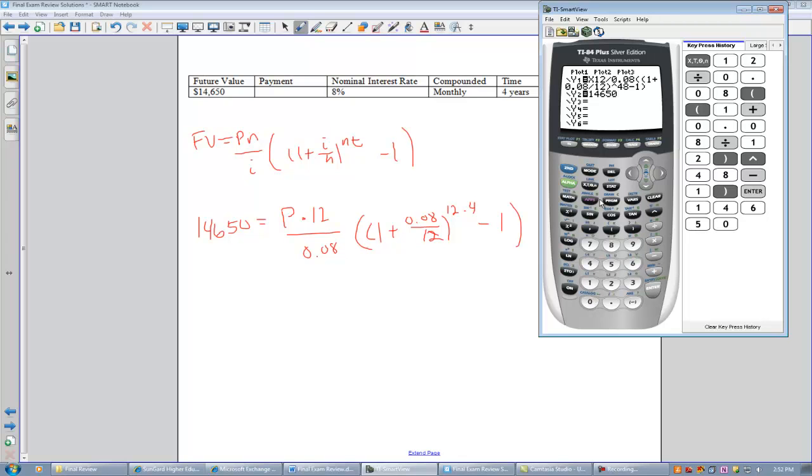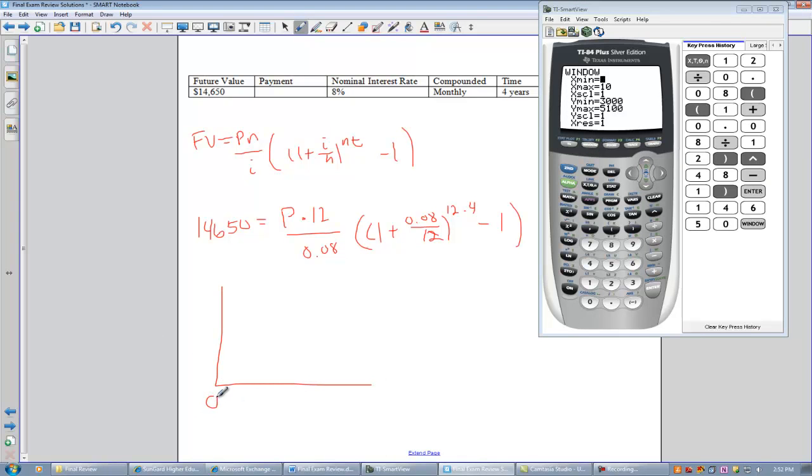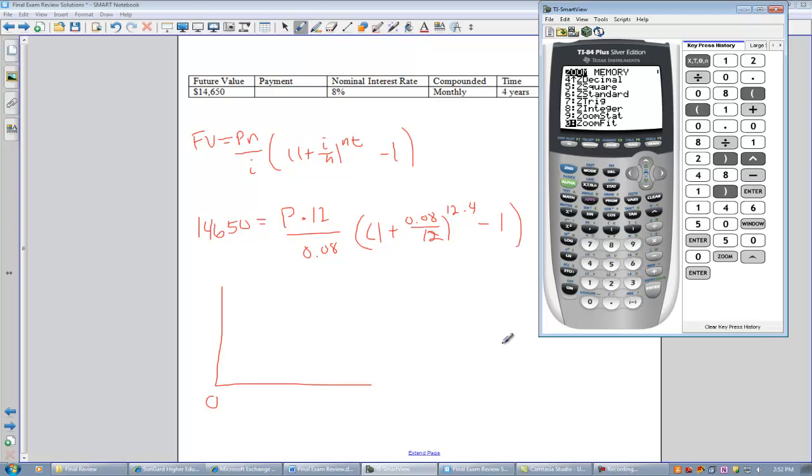14,650. Then I'll hit the window button, and now I have to think again. So what do I want my payments to be? Well, I'm guessing that it's somewhere bigger than 0, so I'll start at 0. And I'll go up to, well, you have to guess what's a reasonable payment on $14,650 in a sense. Well, I'd say maybe $500 a month. I think it's going to be less than that. Hit zoom fit. And if it's not, we can make our window larger. But I think 500 will be just fine.